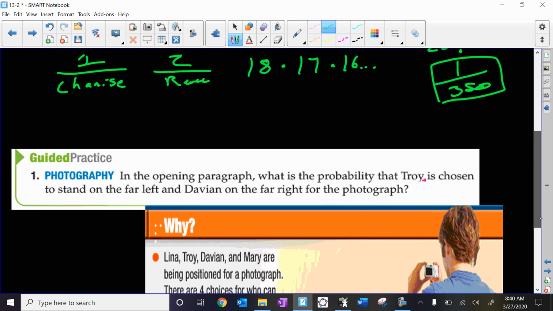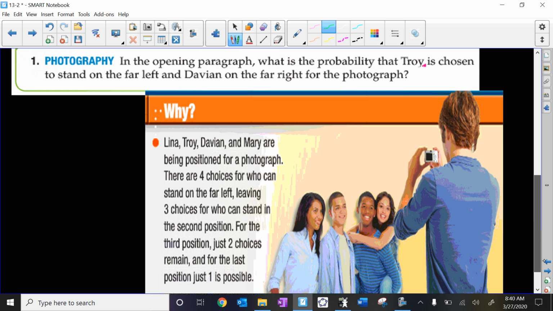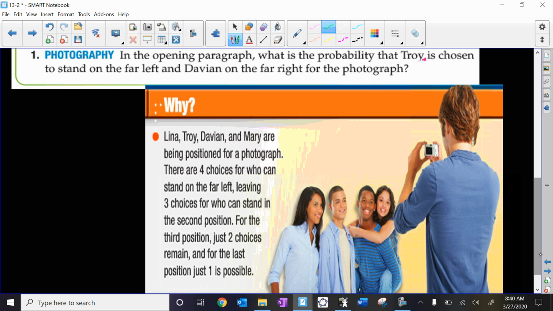I've got one more. We'll try it. What is the probability that Troy is chosen to stand at the far left and Davian on the far right of the photograph? Four people, Lena, Troy, Davian, and Mary, are being positioned for a photograph. There are 4 choices for who can stand on the far left, leaving 3 choices for the second position, 2 choices for the third position, and so on. We want to find the probability that Troy would stand on the far left and Davian on the far right. So I need a total and I need a want.